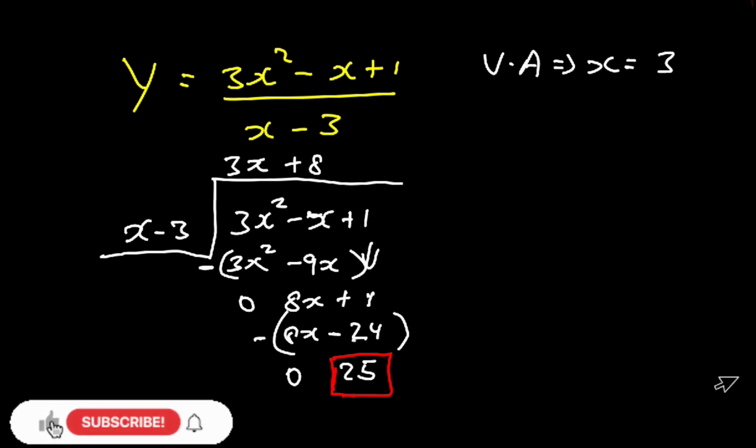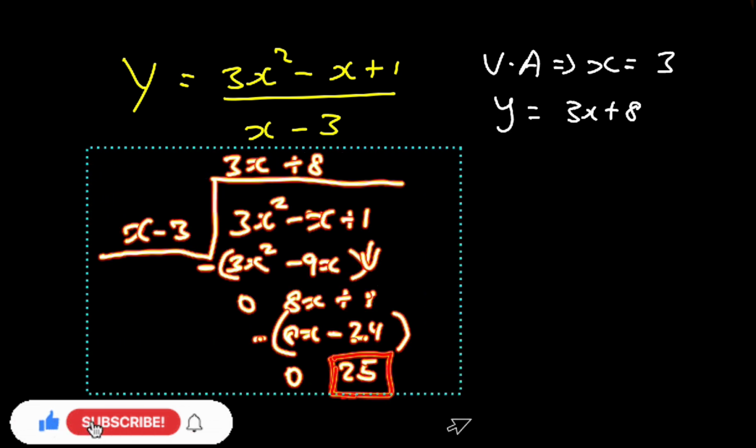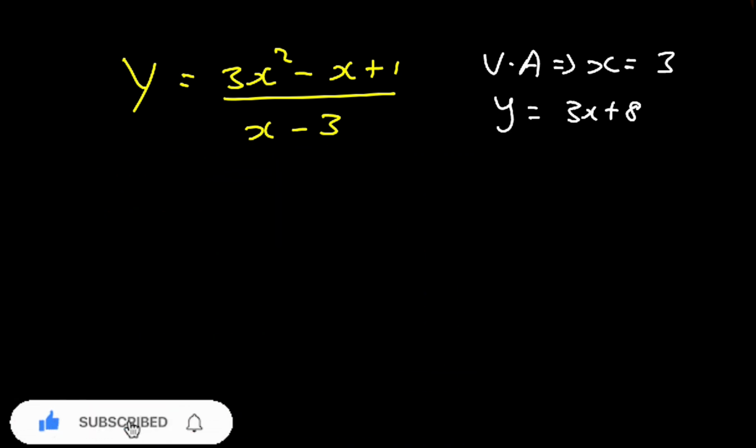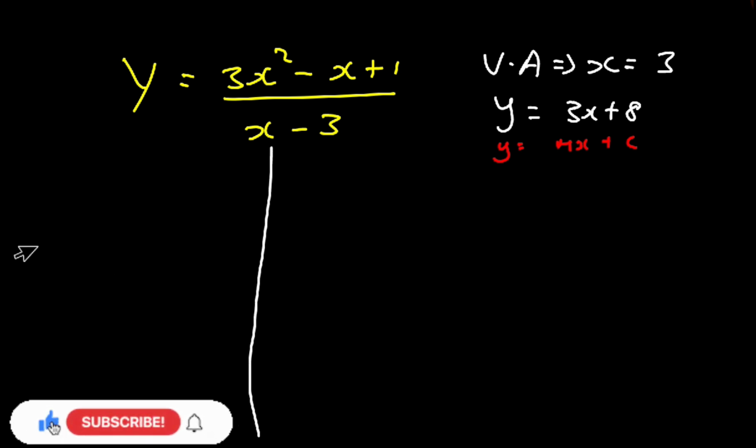So this expression here is the equation for the slant asymptote. So y is equal to 3x plus 8 is going to be the equation for the slant asymptote. So let's graph the function. From the equation of a straight line, we have that y is equal to mx plus c. So this c here represents the y-intercept of the graph.